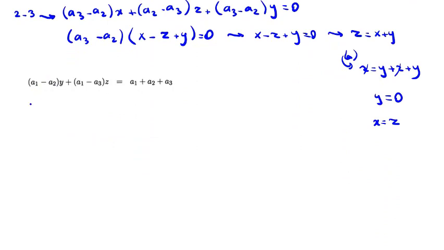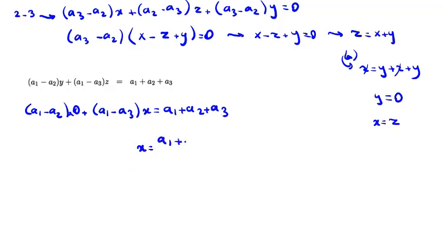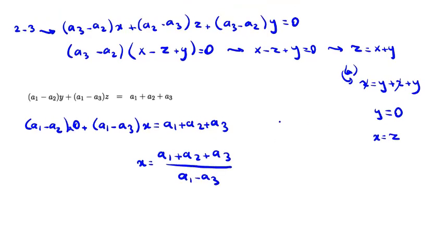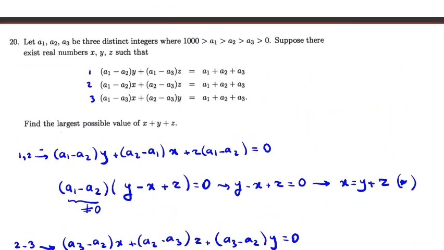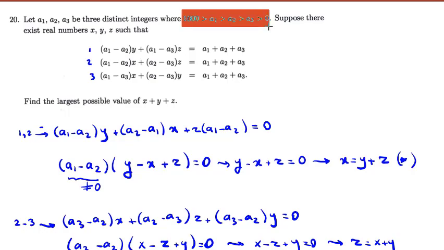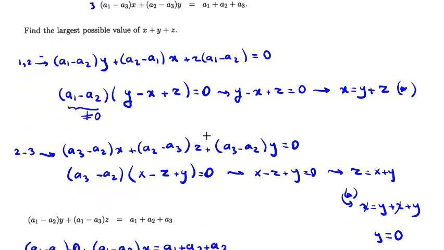So, first, a1 minus a2 times y is 0 plus a1 minus a3 times x equals a1 plus a2 plus a3. Now we say what? X equals a1 plus a2 plus a3 all over a1 minus a3. And we know z equals this, y equals 0. Then all equations will be satisfied because we've considered subtraction of each pair.